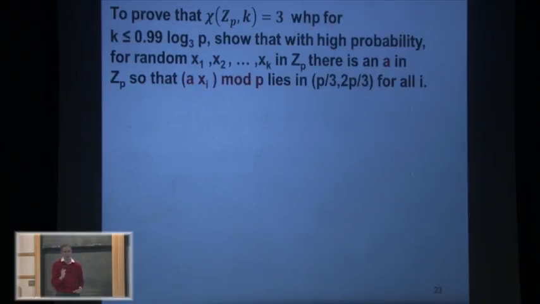So what we will show is the following. That's very intuitive, I think. We'll show that with high probability for random x1, x2 up to xk, so these are the random generators, there exists some a in Z_p so that if we multiply a times xi and compute it modulo p, then all of these numbers lie in the middle third, between p/3 and 2p/3. Okay, so we will show this, or I'll say why we should believe it's true, and not quite show it. But let's say for a minute we believe that this is the case.